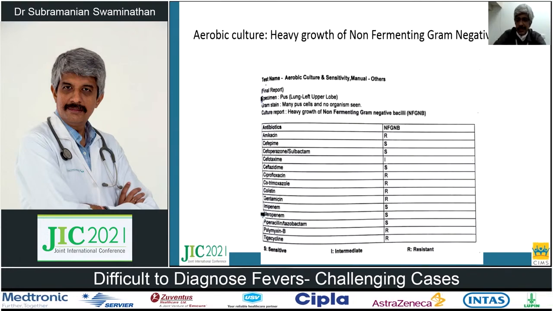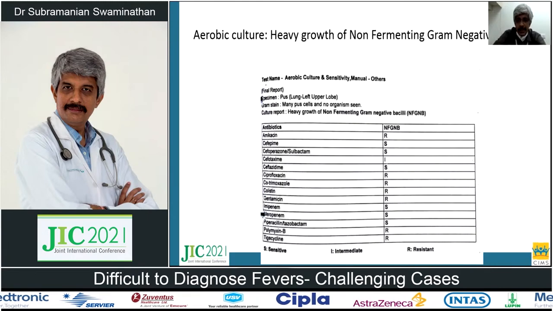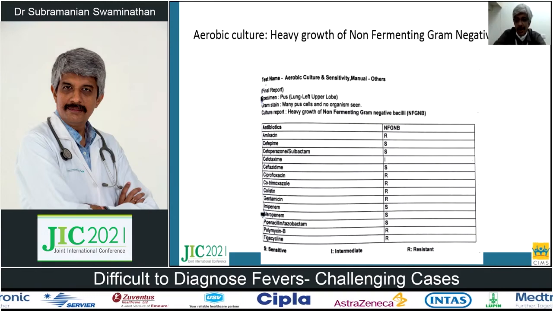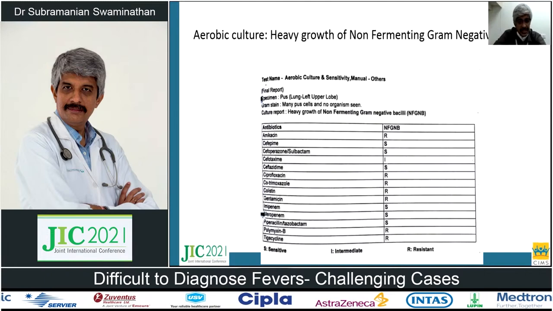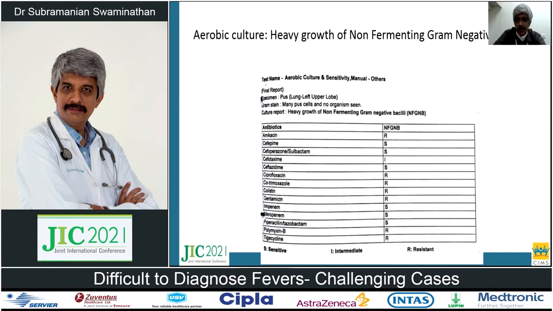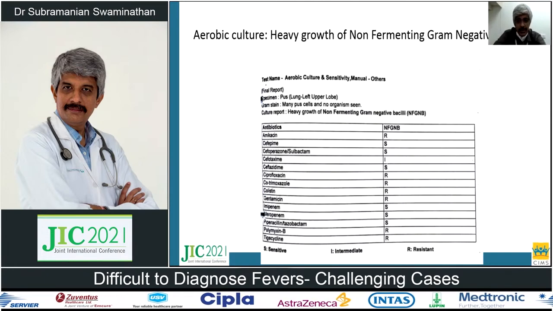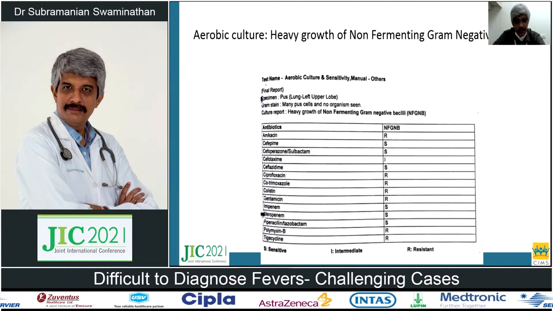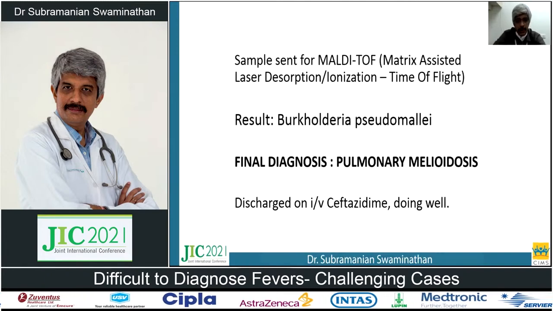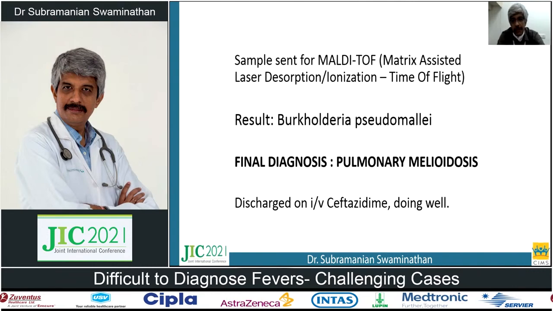So it's a non-fermenter. It's a weird, what could this be? Is this, it's a rotten lung, so maybe it's just a colonizer. Is that the problem? So there was questions about it. We felt we already had a clue as to what the diagnosis was going to be, so we decided to go down the rabbit hole to identify what it was. So we sent it off for a MALDI-TOF.